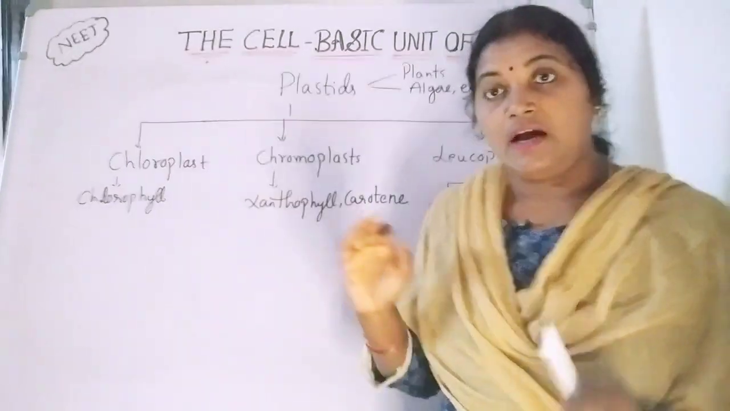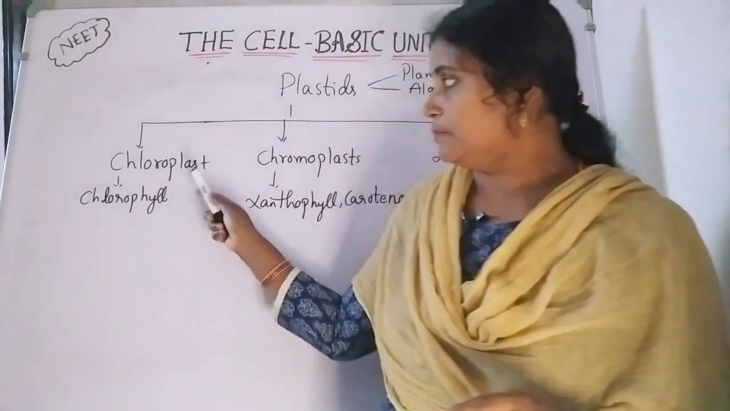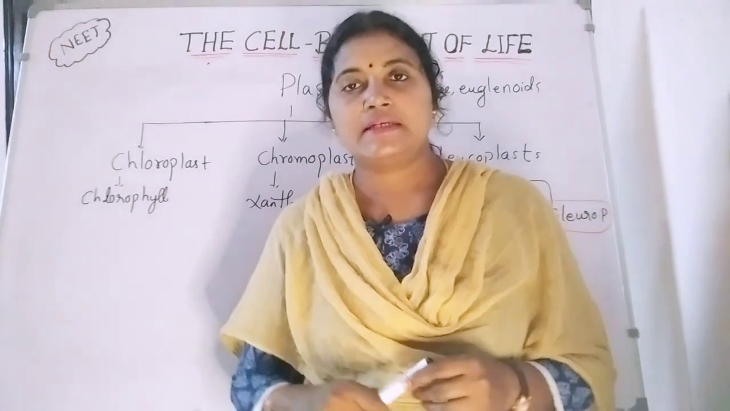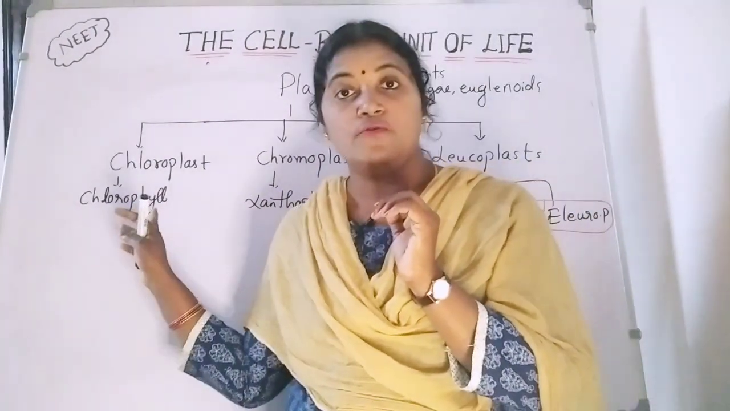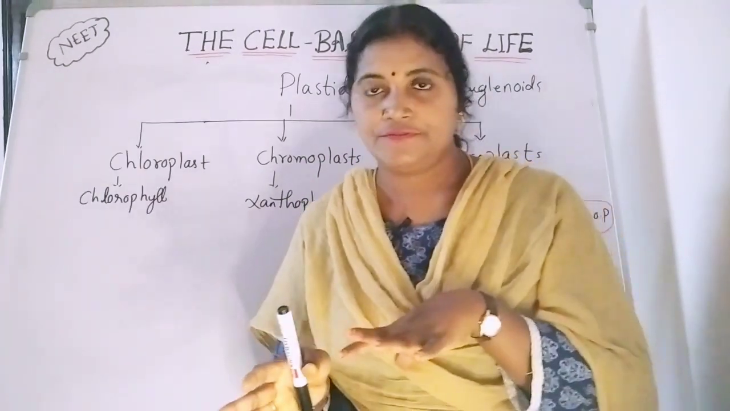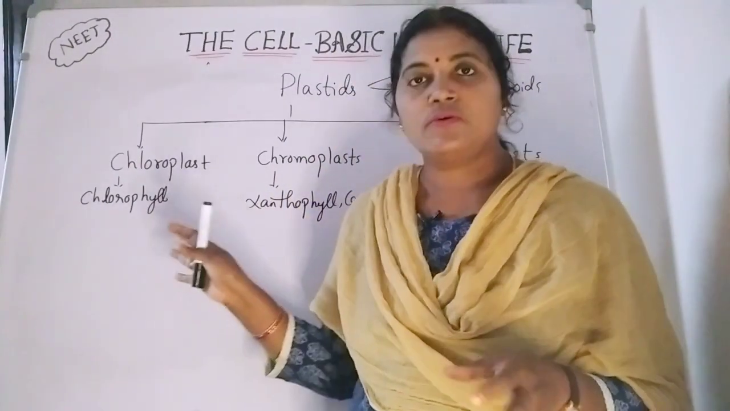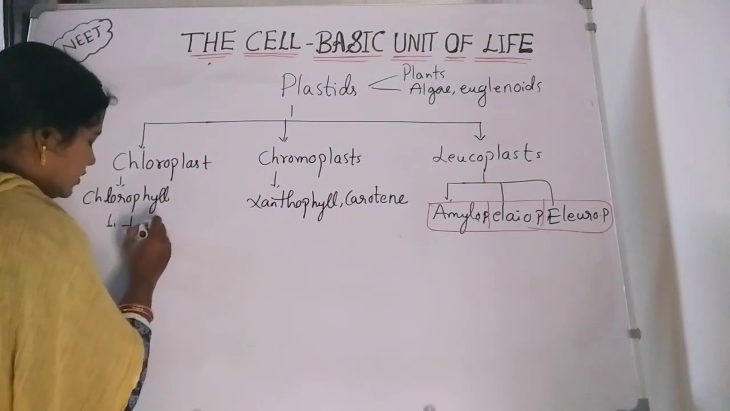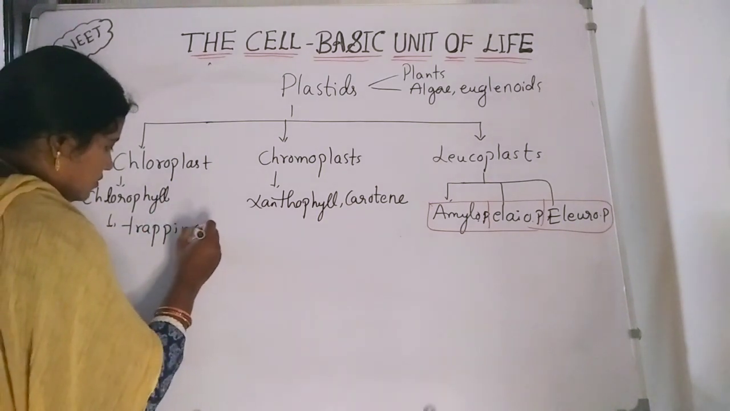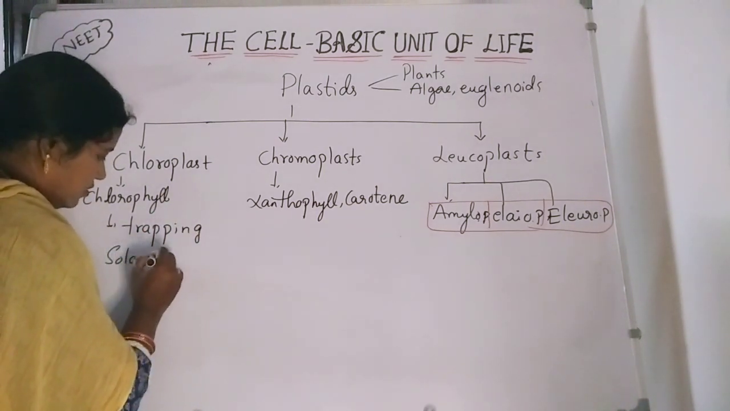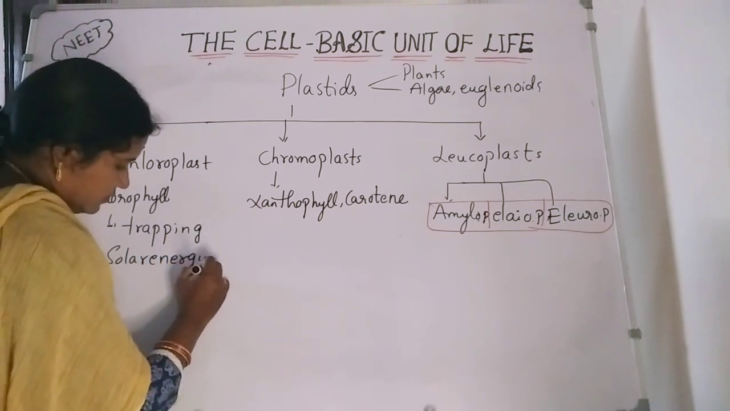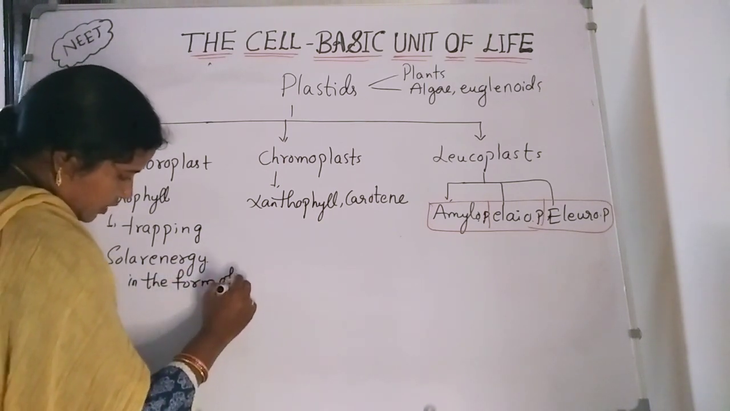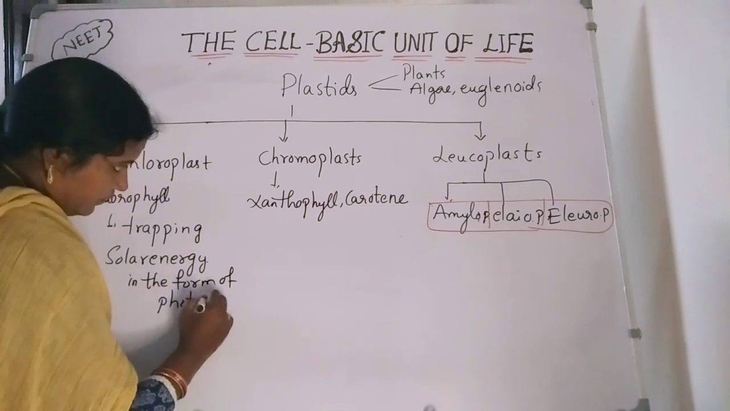So there are three types of plastids. See here one by one: chloroplast, chromoplast and leucoplast. Chloroplast contains the green pigments known as chlorophyll. Chlorophyll A, B, different types of chlorophylls are present. What is the function of chlorophyll here? Trapping the solar energy, in the form of photons.